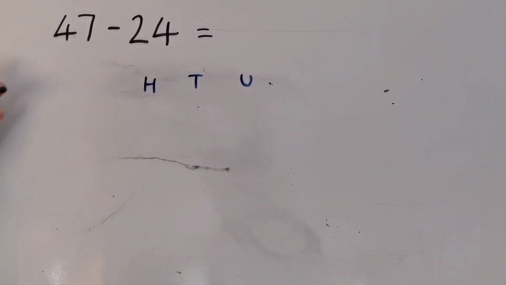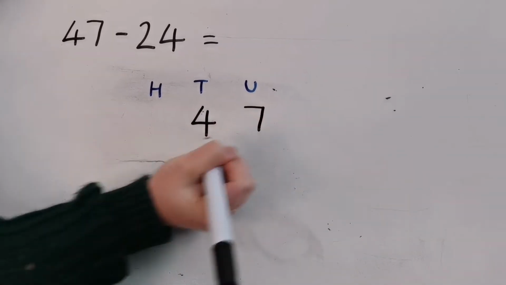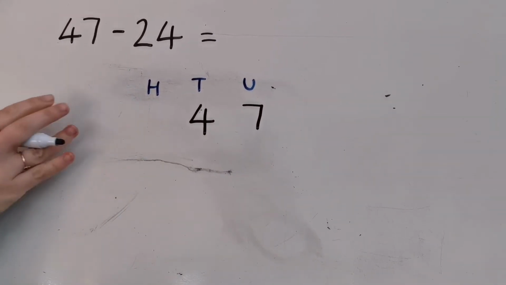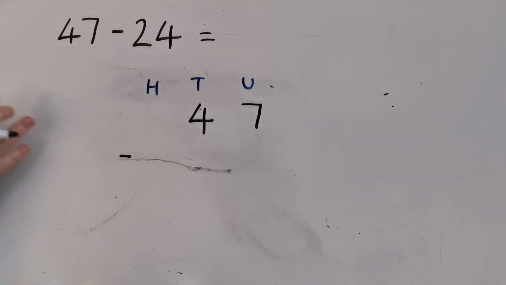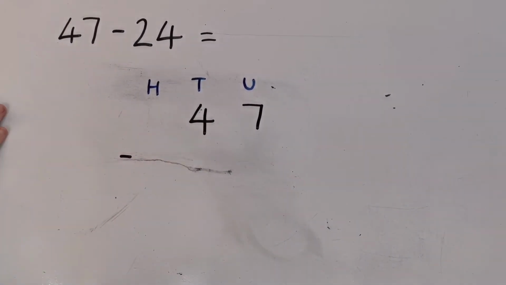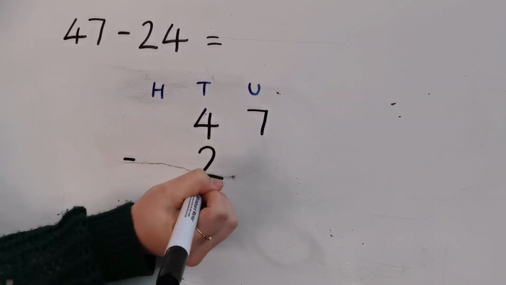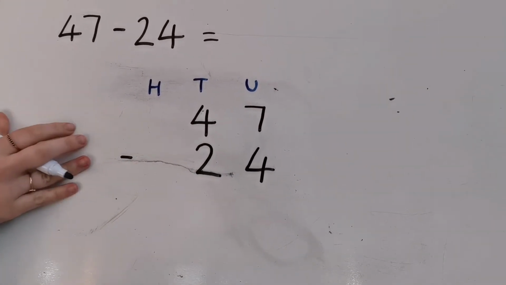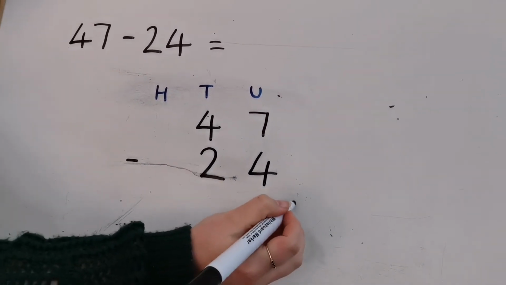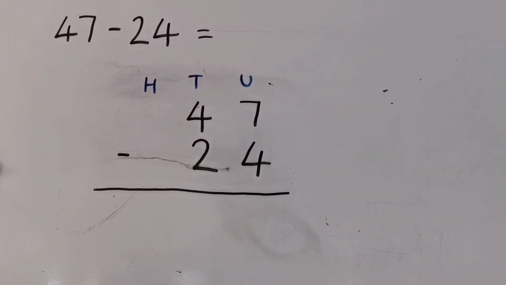So now I've got those, I can fill in my digits. In 47 we have 4 tens and 7 units. Now it is a subtraction problem, so I'm going to make sure that I put my takeaway symbol here before I write my next number. In 24 we have 2 tens and 4 units. Once I'm happy with how I've laid out my problem, I can put my line underneath so that I can begin doing my working out.